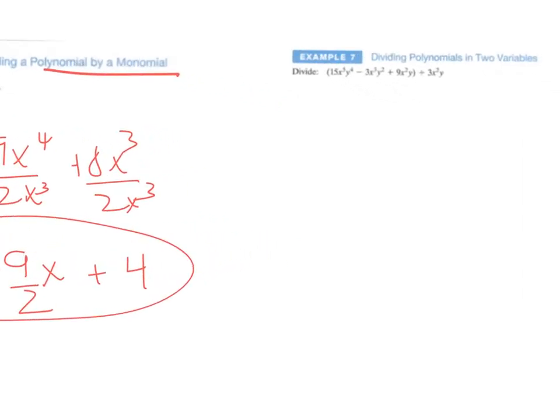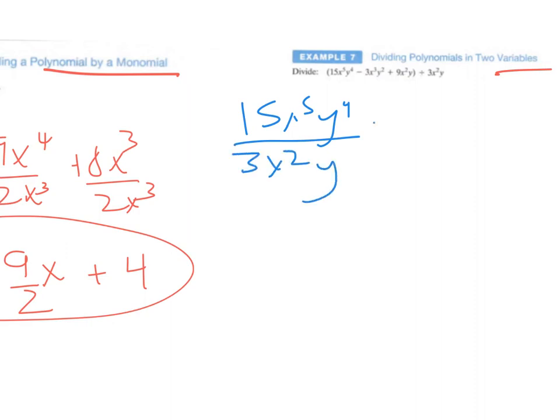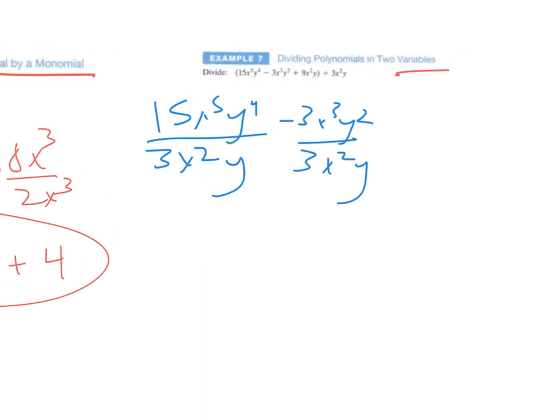Dividing with 2 variables doesn't change how we do the problem. We still separate each one, so 15x to the 5th y to the 4th all over 3x squared y. Then I have a -3x cubed y squared over 3x squared y. And then the last one here is 9x squared y over 3x squared y.